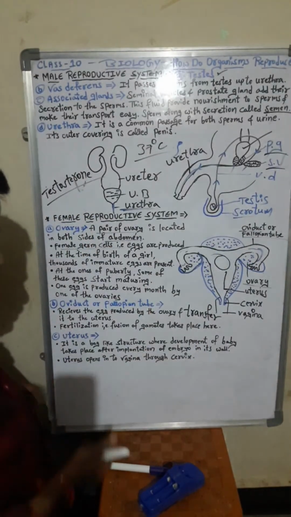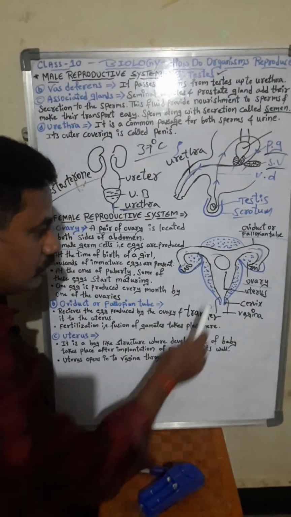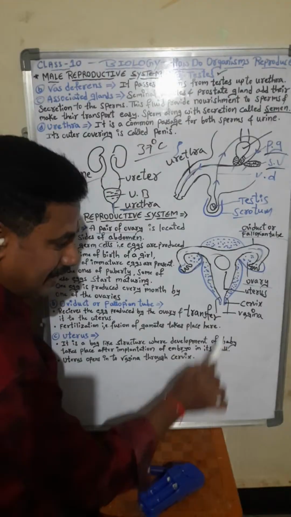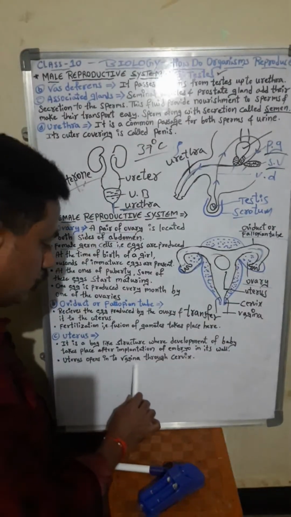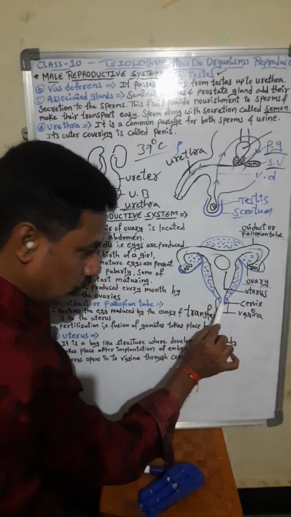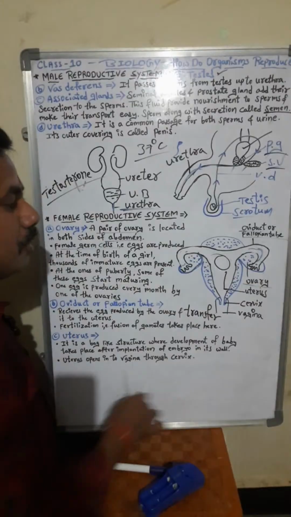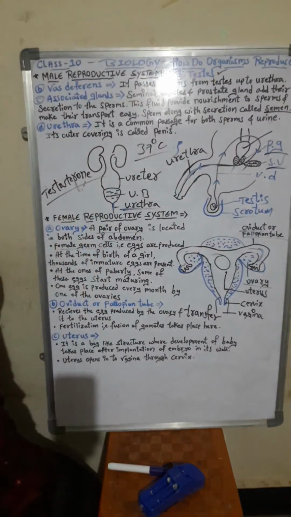Okay. So the uterus opens into the cervix, and again it opens into the vagina, students. The uterus opens into the vagina through the cervix. So this is about the female reproductive system, students.